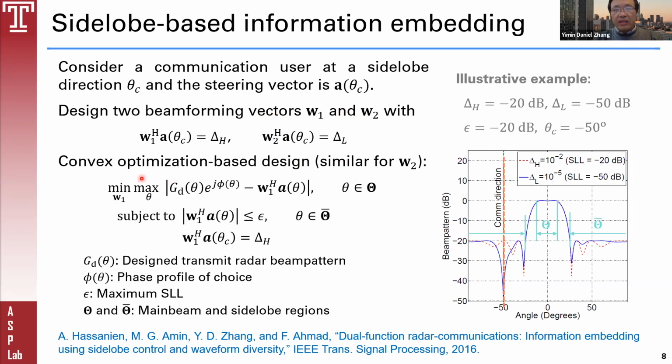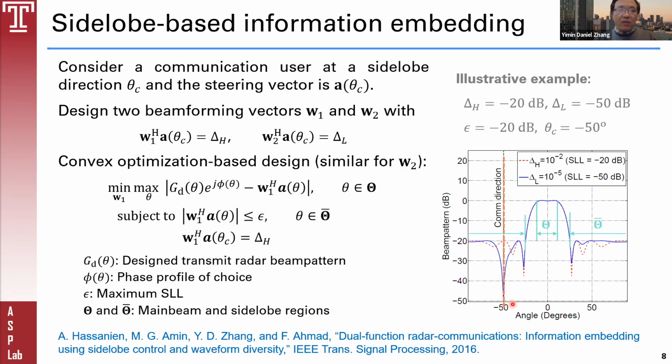For example, we can design W1 using this optimization-based design to make sure that the array gain in the radar main lobe region remains the same as desired. This G_D(theta) is the desired beam pattern. Whereas in the side lobe regions, the array gain would be below a certain threshold. And then we design for the specific direction of the communication user so that we get this delta H. Similarly, we design W2 such that these conditions are the same, but this one will be delta L. In this example, delta H is minus 20 dB and delta L is minus 50 dB.